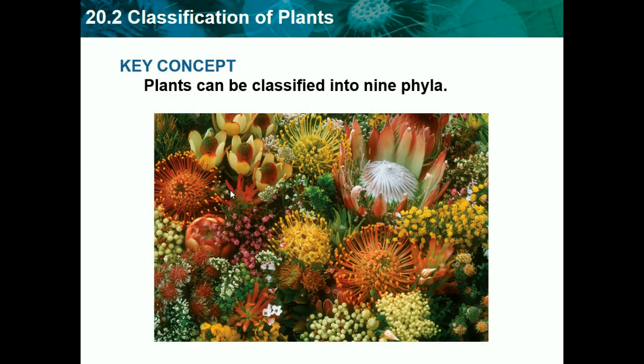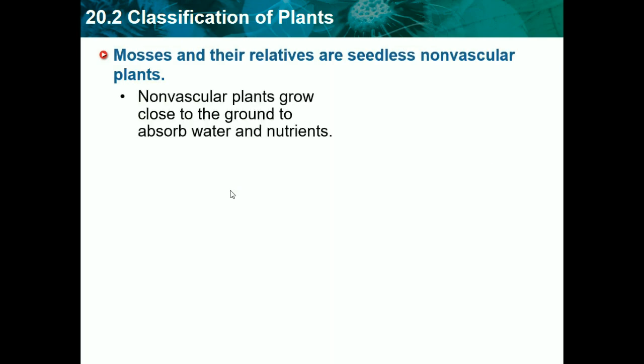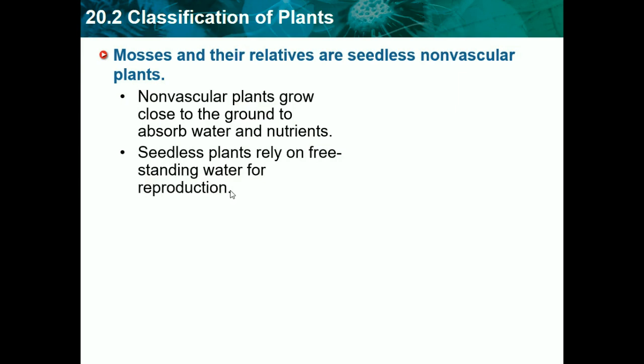So, 20.2, classification of plants. Plants can be classified into 9 phyla. Mosses and their relatives are seedless, non-vascular plants. Non-vascular plants grow close to the ground to absorb water and nutrients. As we read before, the vascular system helps plants basically ship things through their body. Some plants do not have this, so they have to grow low to the ground to absorb water and nutrients basically from everywhere. Seedless plants rely on freestanding water for reproduction.